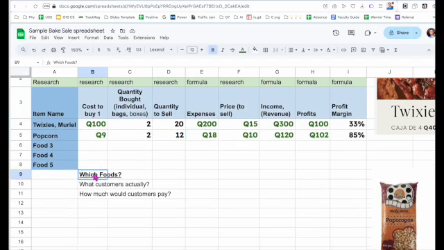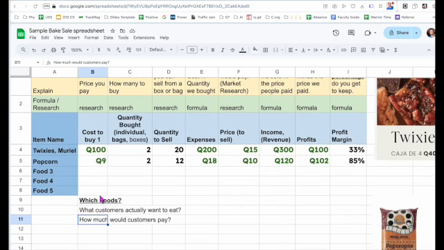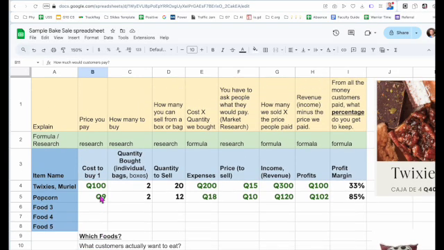So the question becomes, which foods do you sell? Well, we need to know what customers actually want. What customers actually want to eat, and then how much would customers actually pay for this? Not just some made-up number, but what do they actually pay? I want to see all these details in your spreadsheet and in your presentation.